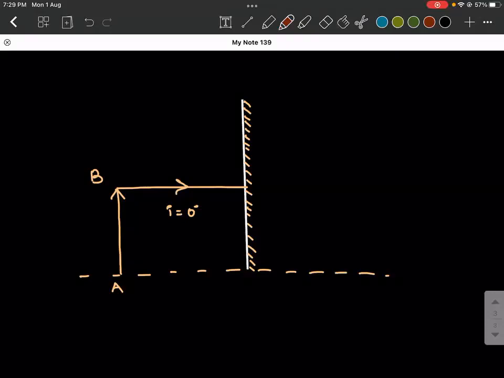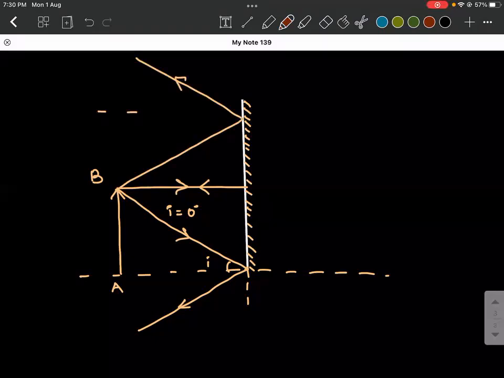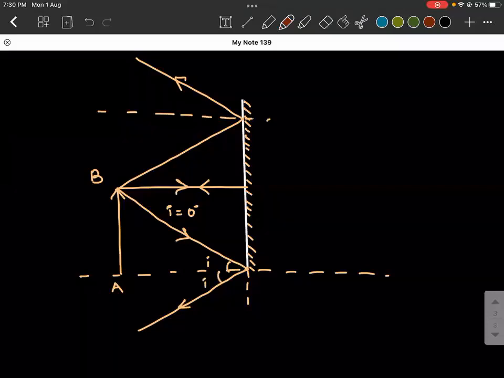So it is 0 degrees. If the angle of incidence is 0, angle of reflection is also 0. Similarly, if I take a ray to be incident like this, then this is the angle of incidence. Then the angle of reflection will be like this. I could have taken a ray like this and like this also. It still makes the same thing. So angle of incidence is equal to the angle of reflection.